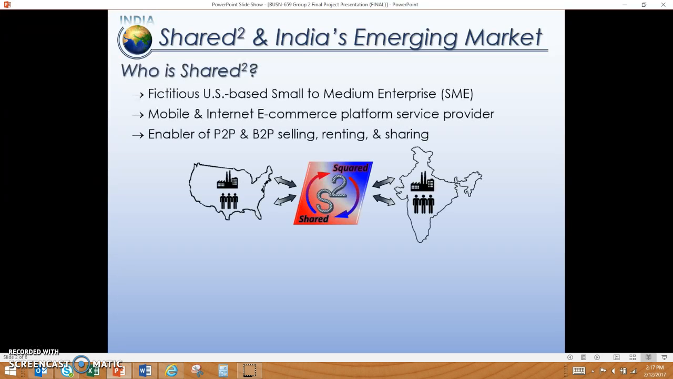Who is Shared Squared? Group 2 leveraged a hypothetical company called Shared Squared to help facilitate emerging foreign market analysis and definition of entry and operation strategies. Shared Squared is a fictitious U.S. operation enterprise that provides a mobile and internet e-commerce for person-to-person and business-to-person transactions. Based in the U.S., Shared Squared is seeking growth by entering India's emerging foreign market.